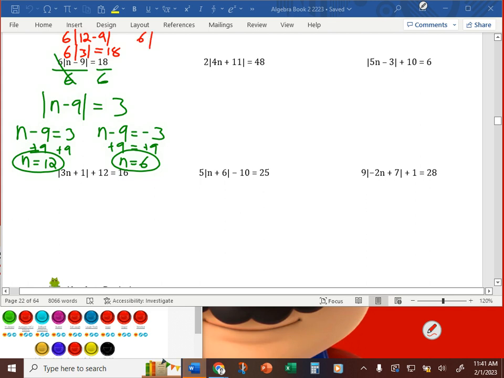Plug in 6. 6 times the absolute value of 6 minus 9, or 6 times the absolute value of negative 3. Well, the absolute value of negative 3 is 3. 6 times 3 is 18. Right? Again, how far from 0 is this number? It is 3 away. Okay? So when we check it, it works.